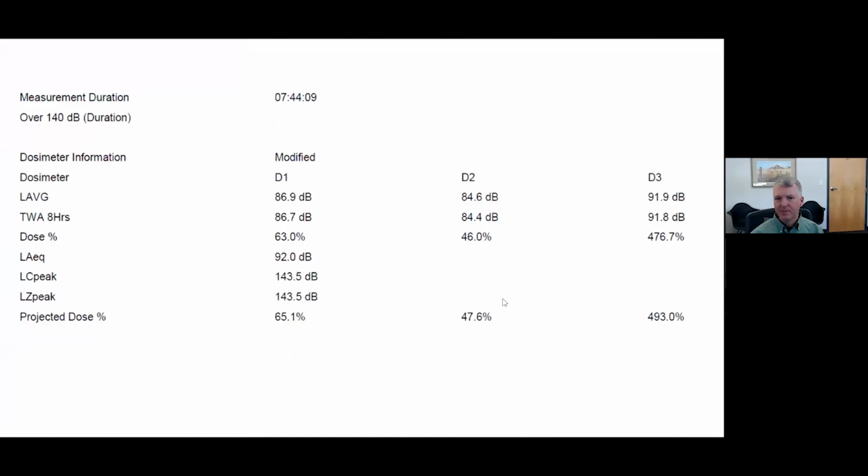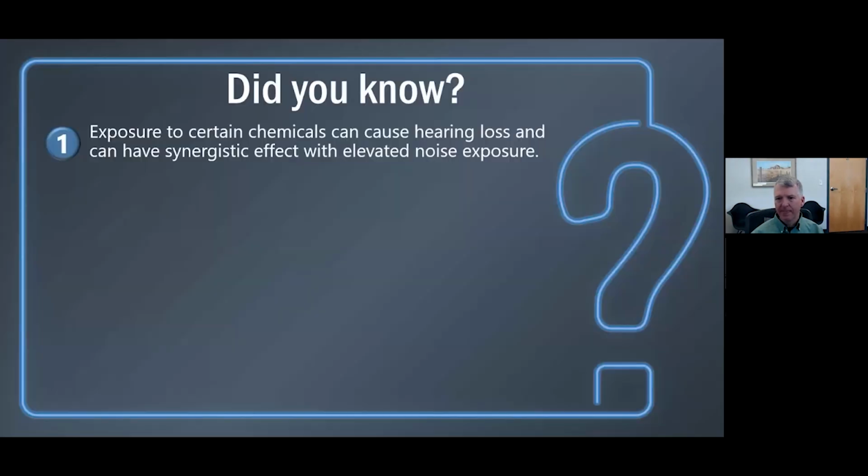And here's just wanted to show you again, this is a printout. It's actually the same one. I just pulled it over so you could see this third channel. Again, same employee. You had an OSHA hearing conservation number of 86.9. The OSHA PAL comparison number is 84.6, and then your TLV number, ACGIH, was 91.9. So you can just see the difference there.